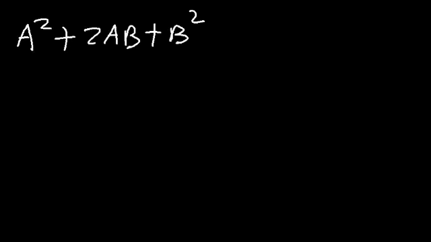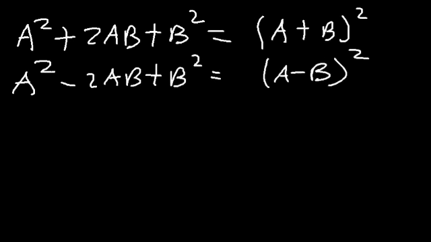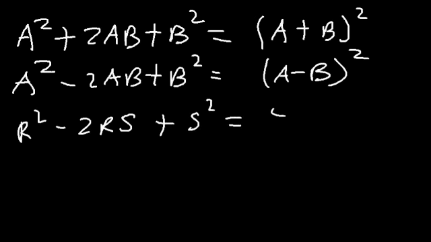So now there are some other things that you need to know. Let's say if you see an equation in this form, a squared plus 2ab plus b squared. This can be factored as a perfect square, a plus b squared. Likewise, if you were to see a squared minus 2ab plus b squared, this is equal to a minus b squared. So let's say if you get a question and they give you something like this, r squared minus 2rs plus s squared is equal to 49. What is the value of r minus s?